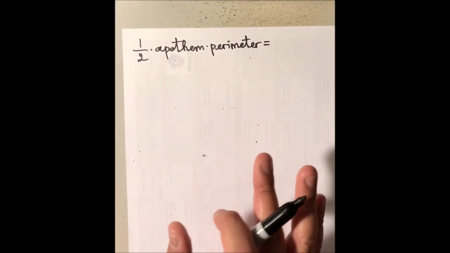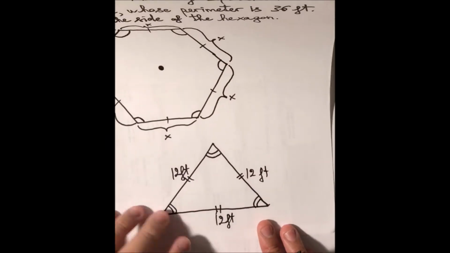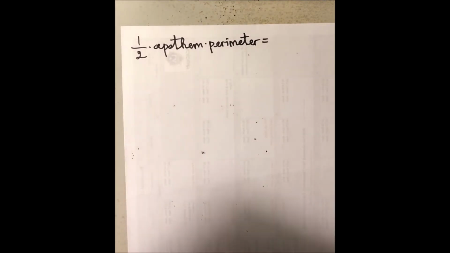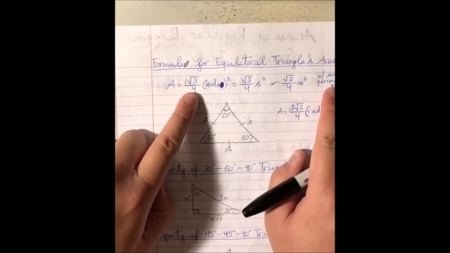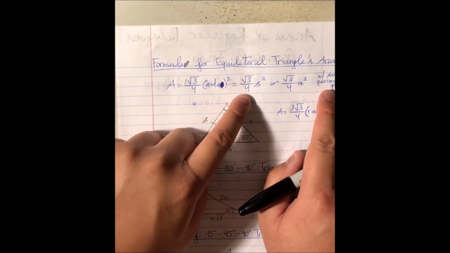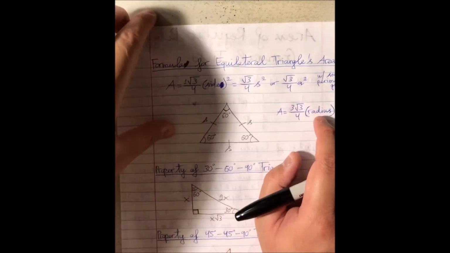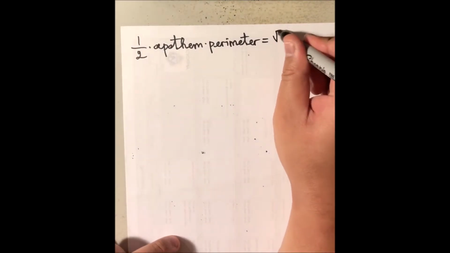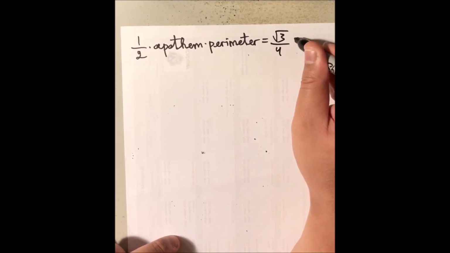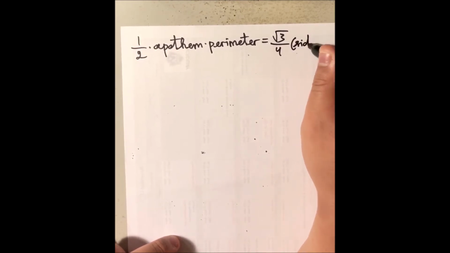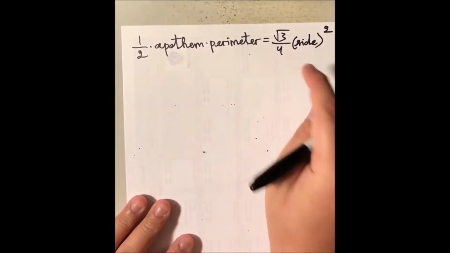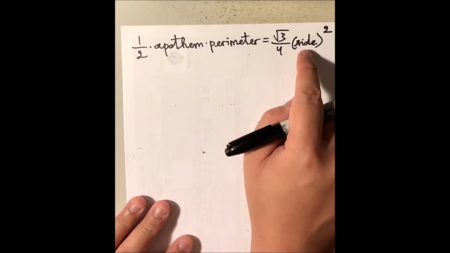Now in this case, because we found the side of the equilateral triangle, we are supposed to use the version of the formula for the area of the equilateral triangle when we are given the side, which is square root of 3 over 4 multiplied by the side raised to the second power. So that's going to be our right hand side, square root of 3 over 4 times the side squared. But we know the side is 12, so just replace the side with 12.